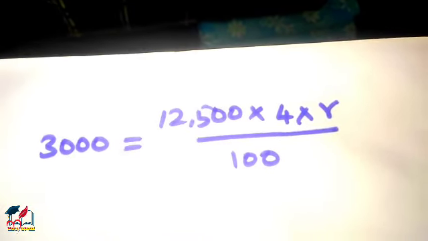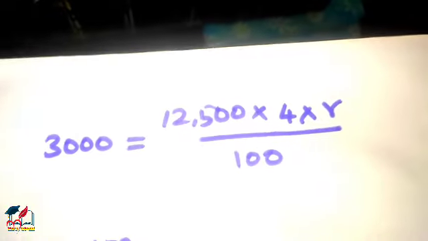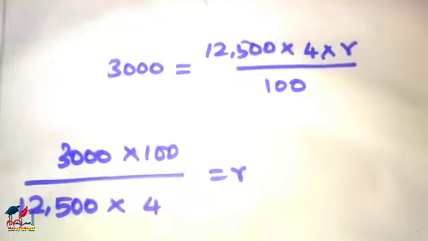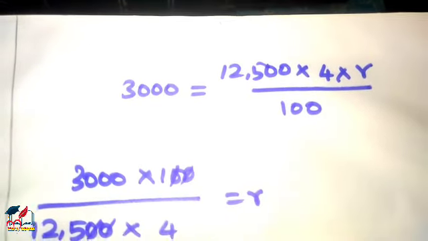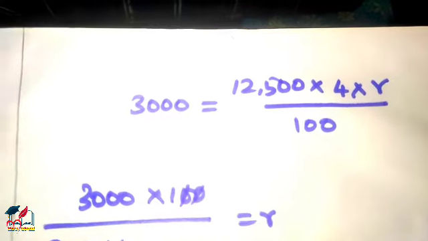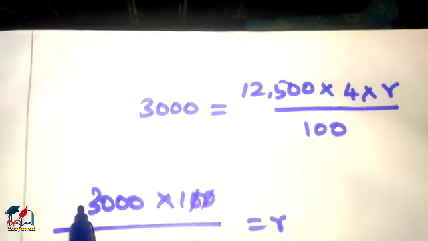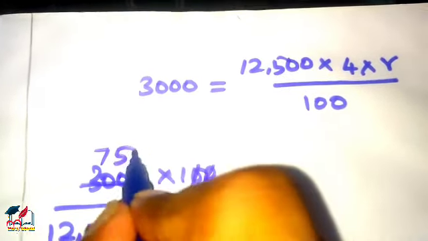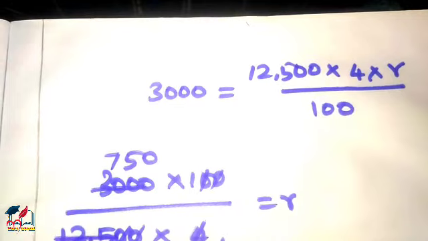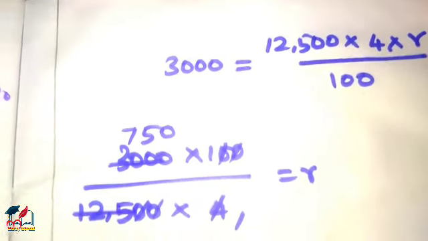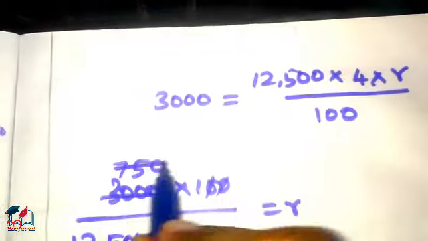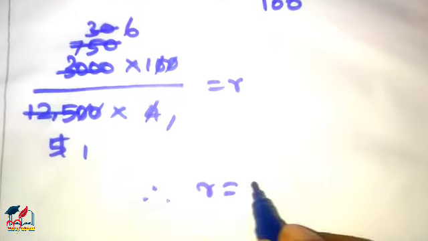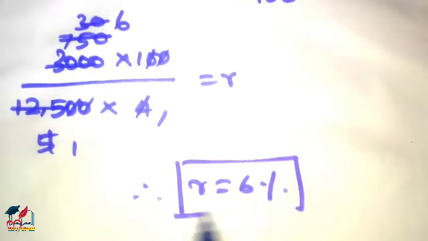3,000 into 100 divided by 12,500 into 4 is equal to R. Let us cancel it. 5 times 30 times 1 times 6. Therefore R is equal to 6%.